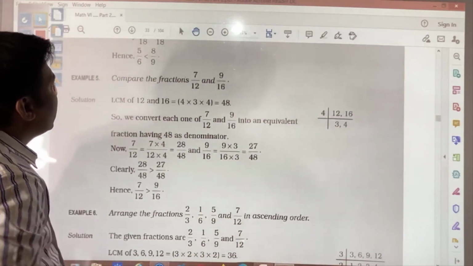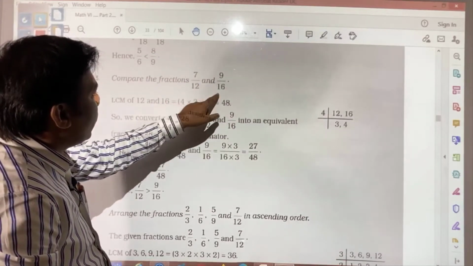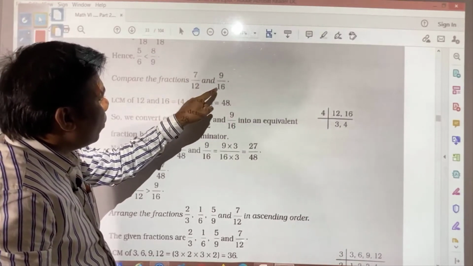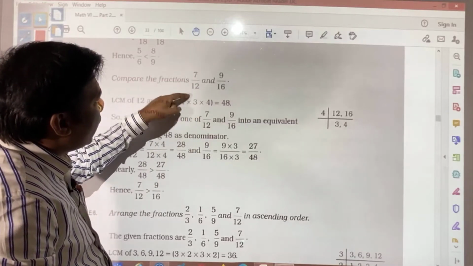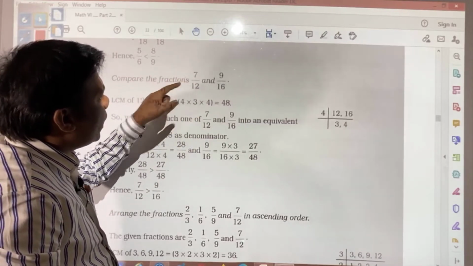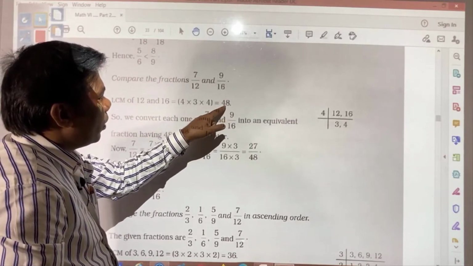Just you go through. Compare the fractions 7 by 12 and 9 by 16. So what is required to be done? We need to find out the LCM of that, and then it is required to be converted. Denominator as the LCM, what you will get. Suppose the LCM you have got is 48.